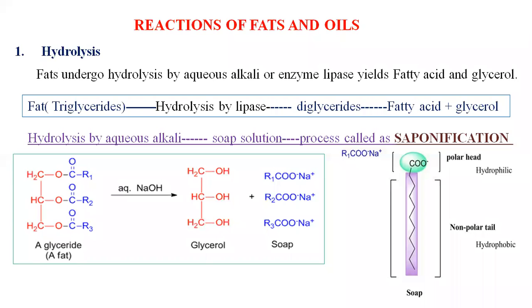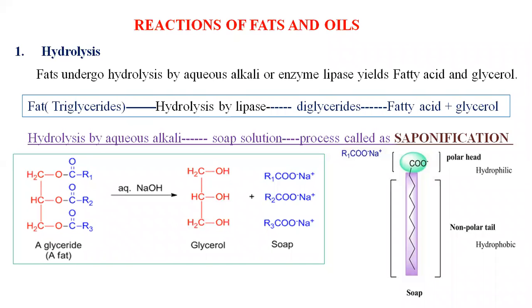When fats undergo hydrolysis by aqueous alkali or by using the enzyme lipase, they are hydrolyzed to fatty acids and glycerol. In hydrolysis by the enzyme lipase, the triglyceride is first converted to diglycerides. The diglycerides are then converted to fatty acid and glycerol. It is a step-by-step process: first triglyceride to diglycerides, then diglyceride to fatty acid and glycerol.